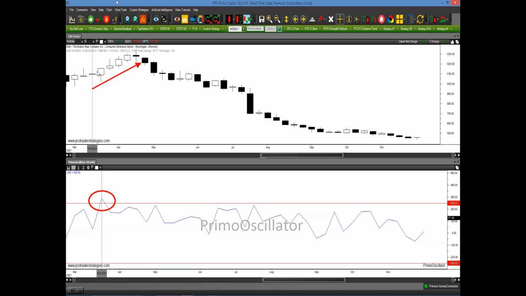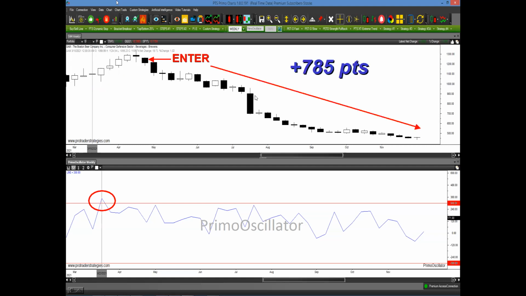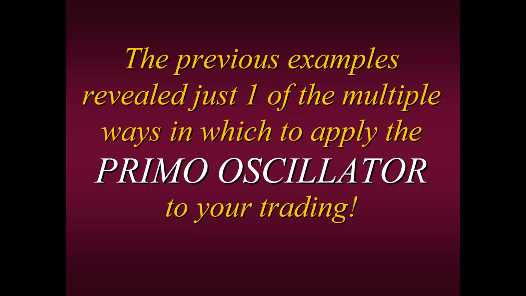Here's the good news. I will teach you a technique in the class, whereas once a signal is generated, you wouldn't have to. It's your choice. Once again, you're making your own decisions. But if you wanted to use this as a more conservative way of entering, you would not have entered until this bar right here. So you would have sat back and waited the entire time, entered right here, and then been able to take advantage of this 785-point down move, okay? So there are many more opportunities and ways to trade with the Primo oscillator as opposed to standard stochastics.